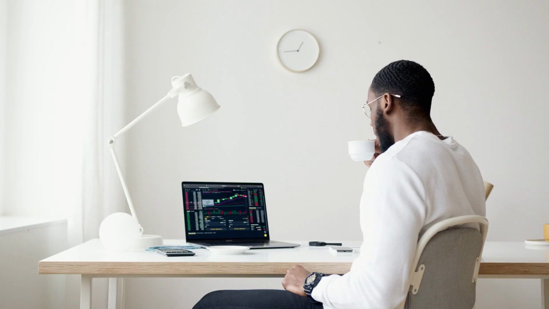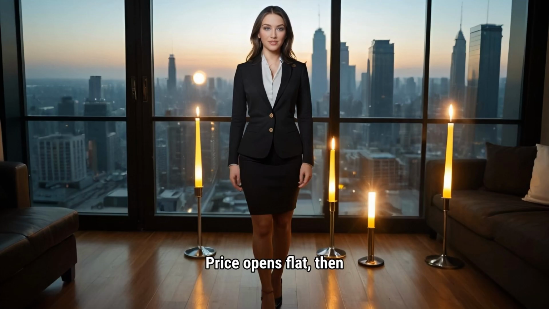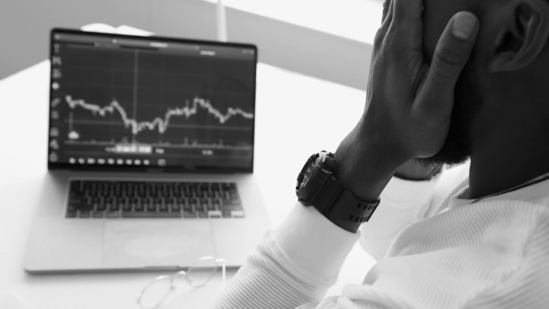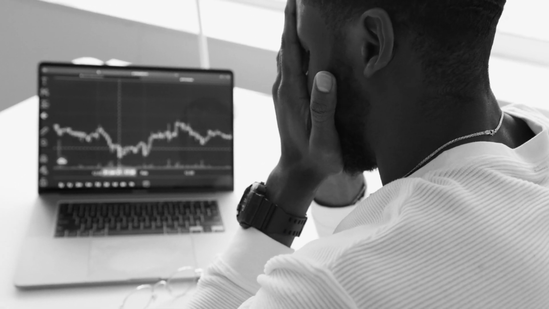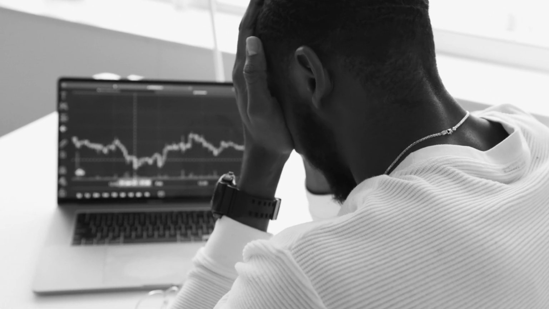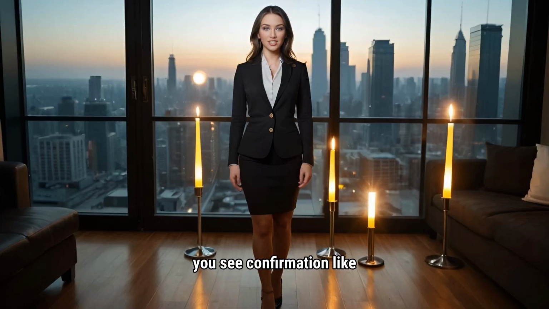Now let's take the opposite scenario. Price opens flat, then slowly grinds down into yesterday's low. Traders who are long start to panic. Stops are triggered. Price wicks below the low, but then quickly reverses and pushes higher. That's smart money collecting liquidity at the low. That's your chance to go long, especially if you see confirmation like bullish order flow or a market structure shift.